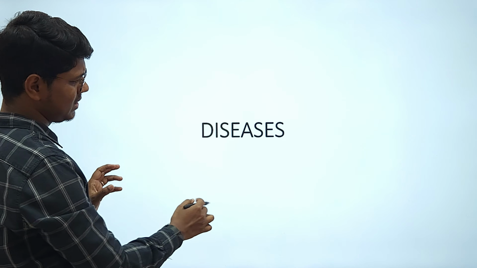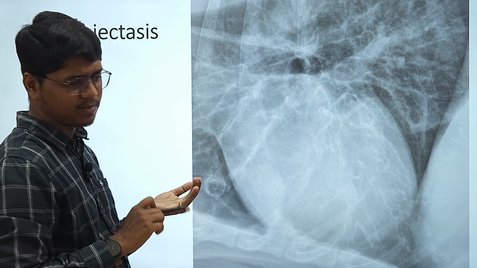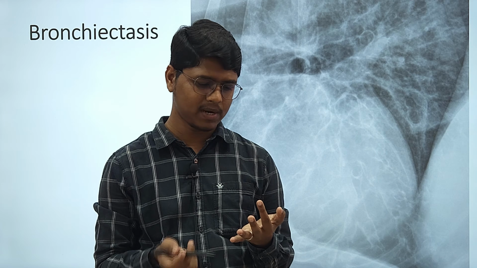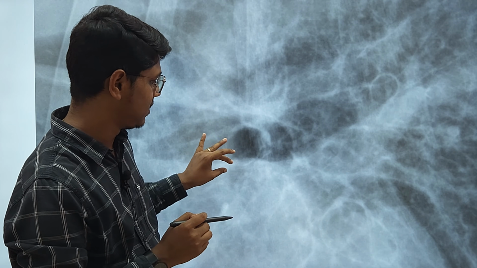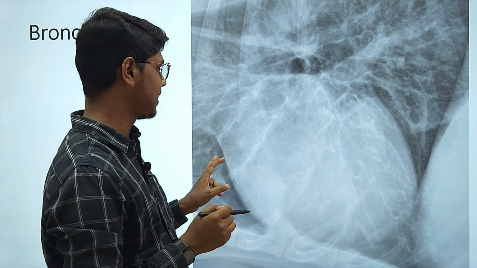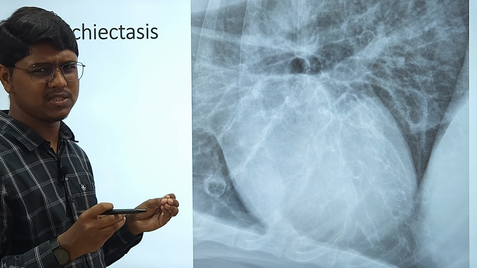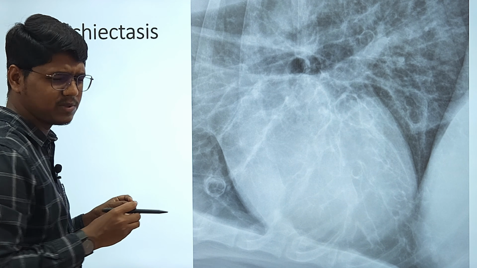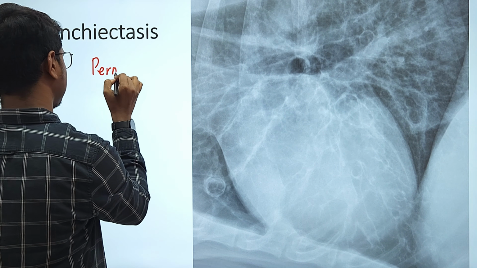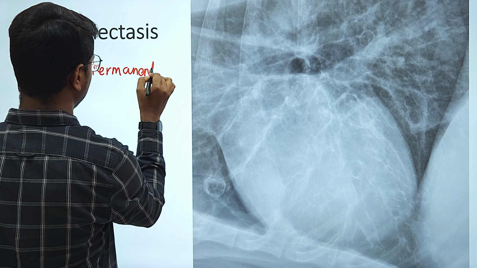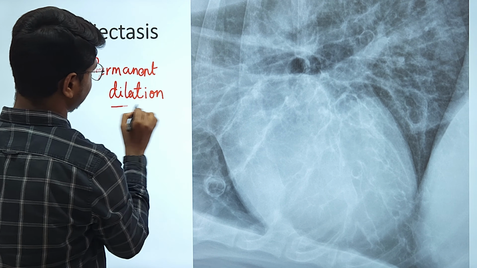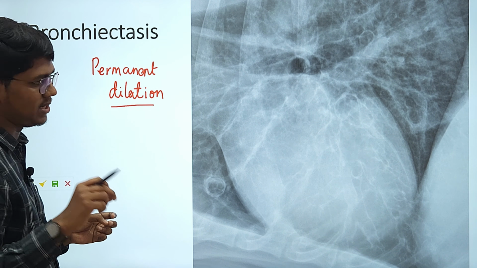Coming to diseases, there are many diseases. I have discussed pulmonary edema, where you will find an alveolar pattern, then pneumonia, also an alveolar pattern, and allergic airway disease, where you will find the bronchial pattern. In the diseases, there are very few which you need to focus on. Bronchiectasis is basically the abnormal, permanent dilation of the bronchus. This happens in chronic cases of allergic airway disease.